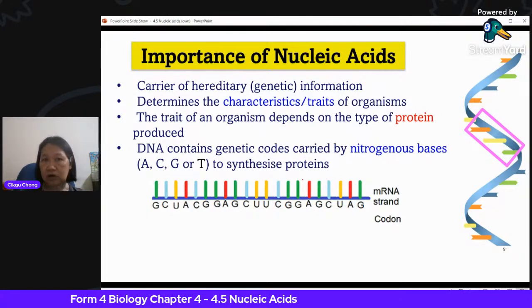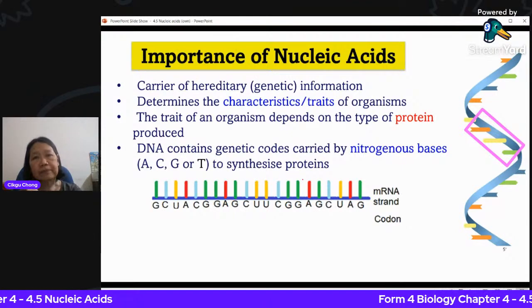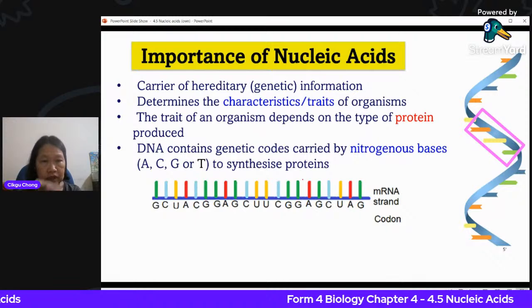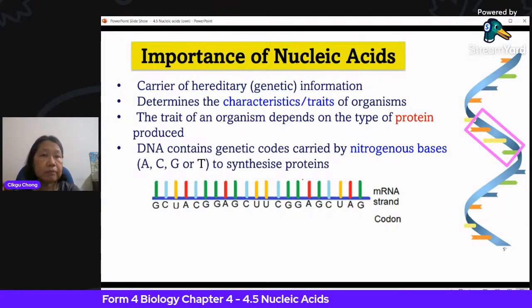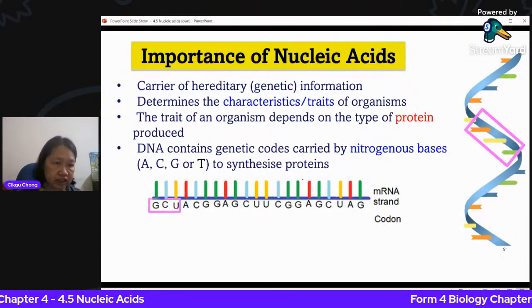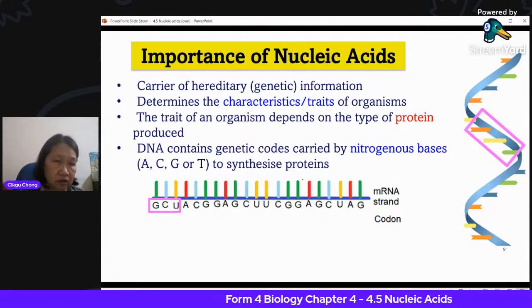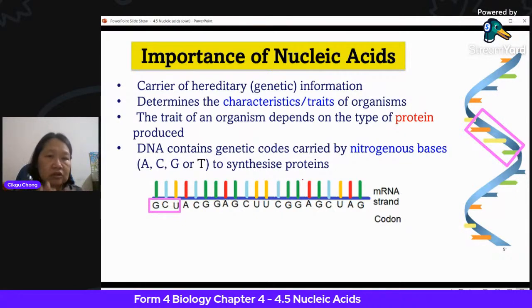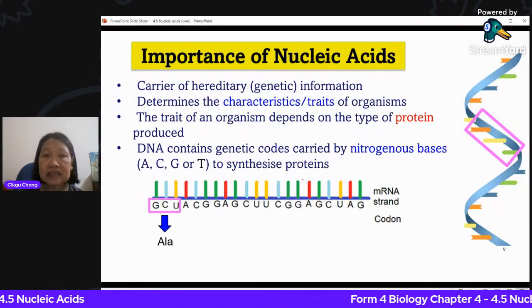Now it comes out and goes, you haven't learned it yet, chapter 5, into the ribosome. This mRNA will go to the ribosome, and it's going to produce the protein. What kind of protein are you going to make? For example, the first three here, GCU, is actually a code. We call it codon. The codon is a code. It's like a recipe to make a type of amino acid. So it's fixed already. GCU is going to make alanine.